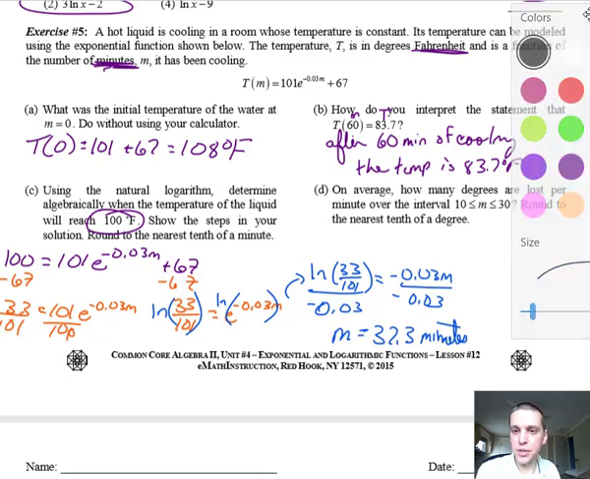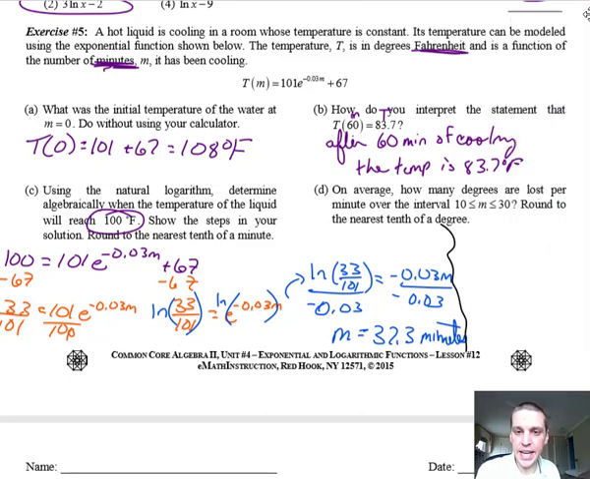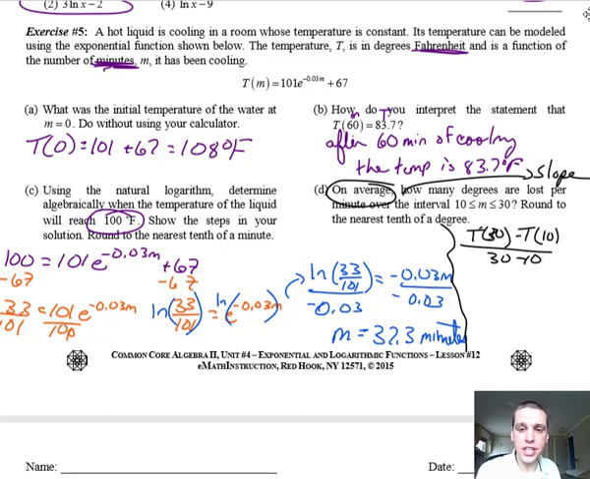The final question that we will look at today is D. On average, as soon as you see the word average, you're thinking slope. How many degrees are lost per minute from 10 minutes to 30 minutes, round to the nearest tenth of a degree? When we do this, we immediately think change in y over the change in x. Well, you can use your calculator. Plug this into y1 and go to your table. So if you'd like to do that, do it now. You can pause it. I'm going to just give you the answer because I am assuming that you know how to plug that in your calculator, but you can always check.